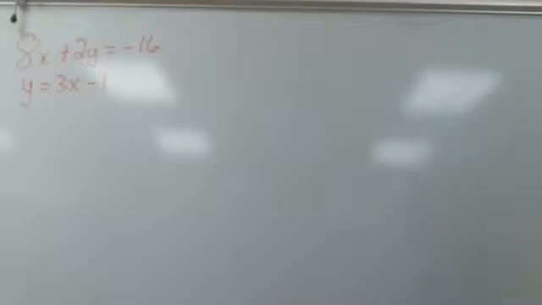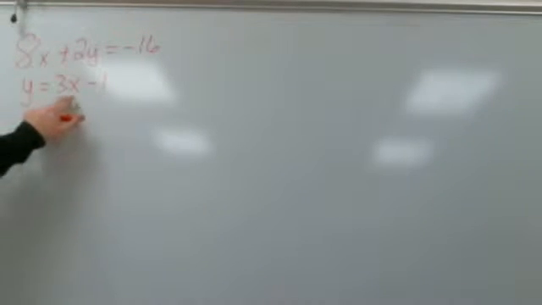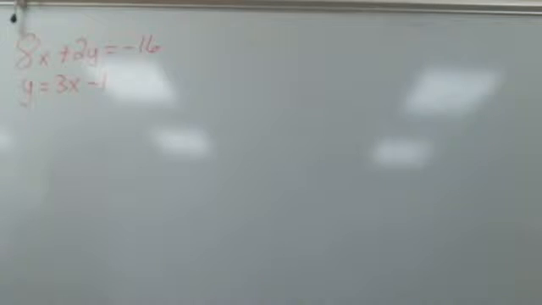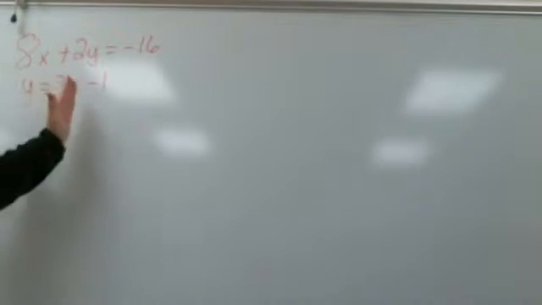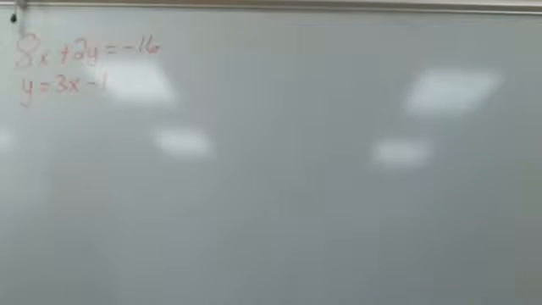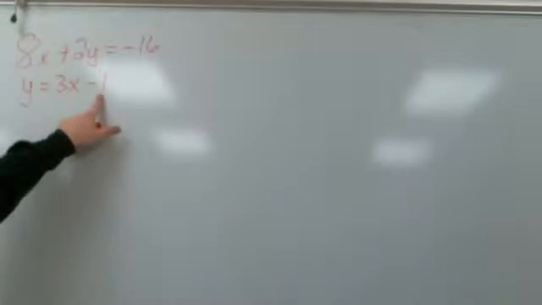The first one we're going to look at, remember we're solving this using substitution. They give us one equation here and a second one here. Now they tell us in the second one that y equals 3x minus 1. So that means that these two are the same thing. Y equals that. So keeping that in mind, wherever I see a y, I can replace it with 3x minus 1.